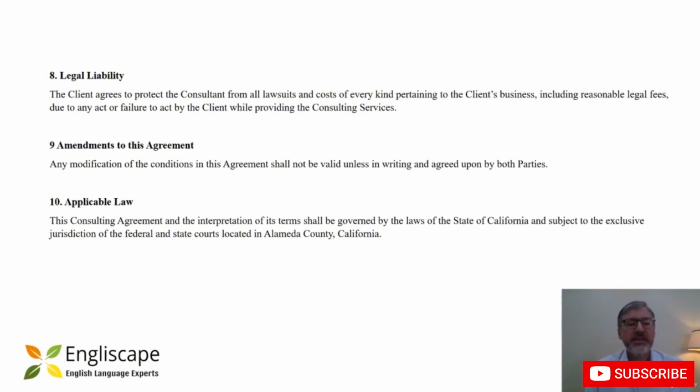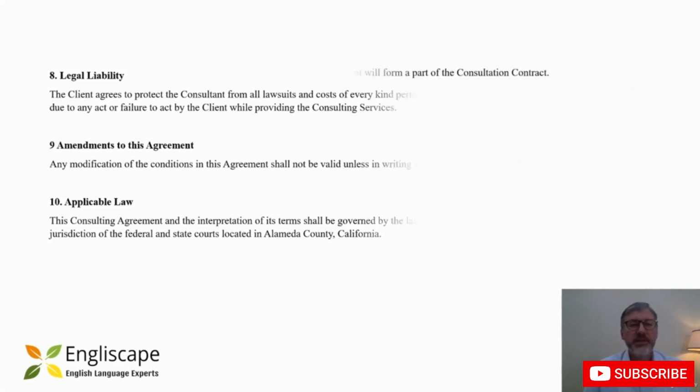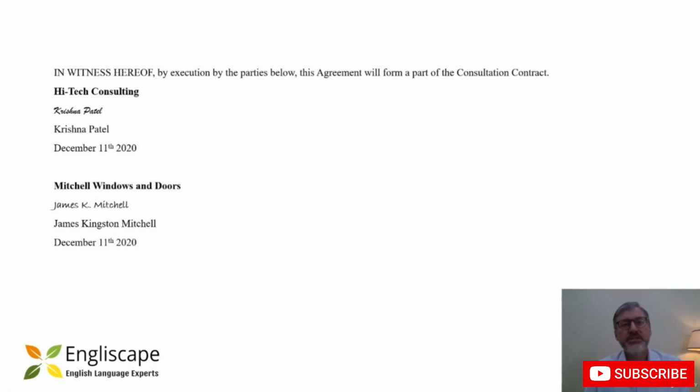Article 10. Applicable law. This consulting agreement and the interpretation of its terms, interpretation means the meaning of its terms, shall be governed by the laws of the state of California and subject to the exclusive jurisdiction, is where the court controls, of federal and state courts located in Alameda County, California. So there were the 10 articles.